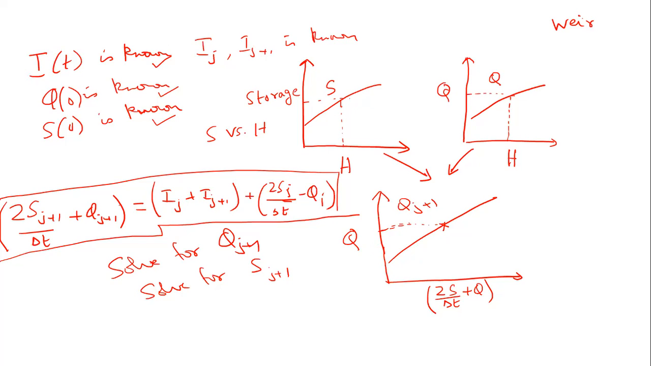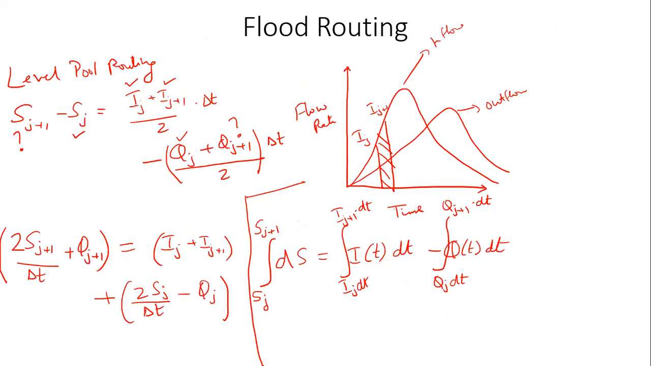Of course, you can also plot Q on the x-axis and 2S by delta T plus Q on the y-axis. That's not a problem. The point is not whether it is on the x or y-axis. The point is that we have a curve that represents Q versus 2S by delta T plus Q. Now the question is, why do we need this? For that, we have to look back into the derivation that we did. Maybe I'll spend a little bit of time on that.